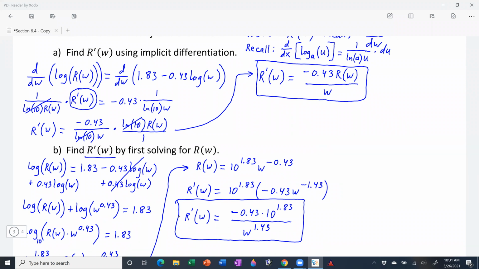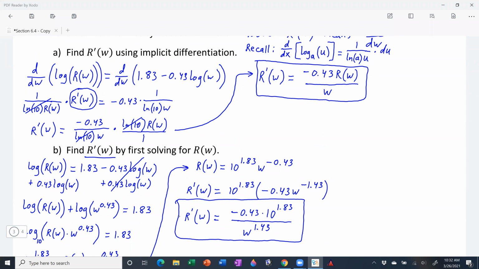In part A, we found it implicitly. In part B, we solved for R of W and then took the derivative of R of W directly. And look at these two results. Why do those not look the same? If this is a legitimate process to find the derivative implicitly, they should be the same, right?